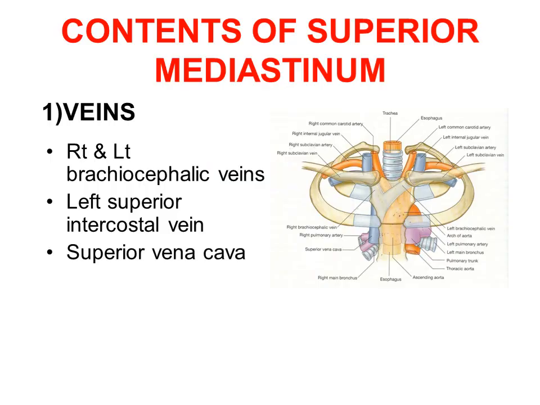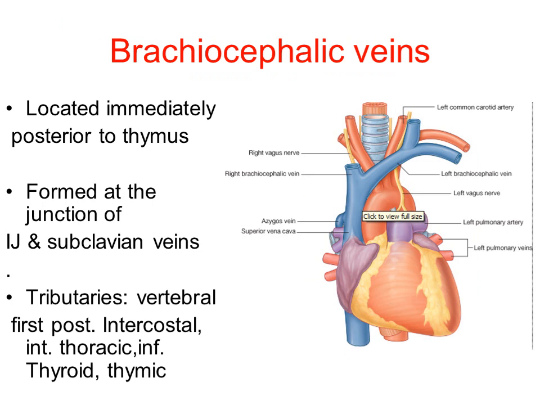First of all, we will discuss the veins. We have right and left brachiocephalic veins. The brachiocephalic veins are formed by the union of the internal jugular and the subclavian veins, and their tributaries are vertebral, first posterior intercostal, internal thoracic, inferior thyroid and thymic.